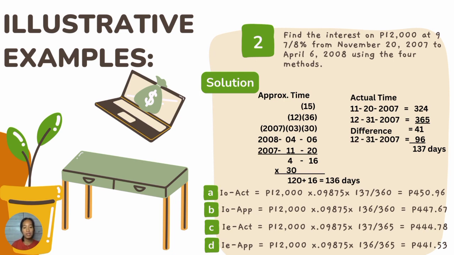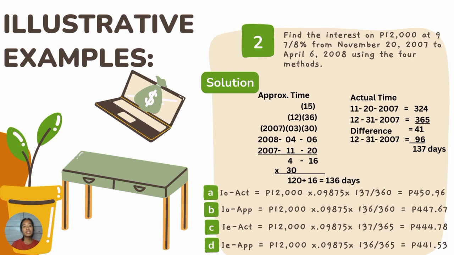Then we will proceed to the exact interest using actual time. We have our principal 12,000 times the rate 0.09875 times the time 137 because it is actual time, divided by 365. So the answer is 444.78 pesos.